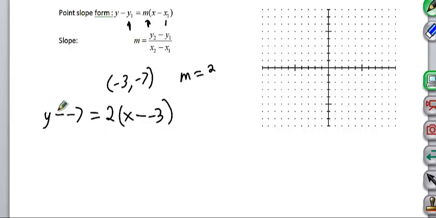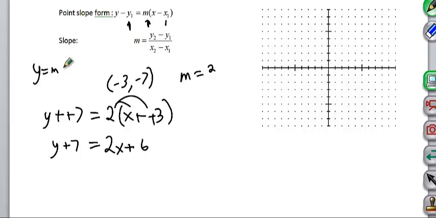All right, minus and negative. Two negatives make it positive. So be careful about the signs. And we get y plus 7. We distribute our 2 equals 2 times x is 2x plus 2 times 3 is 6. And we want to get in that whole y equals mx plus b form. So we subtract 7 over, and y equals 2x minus 1.